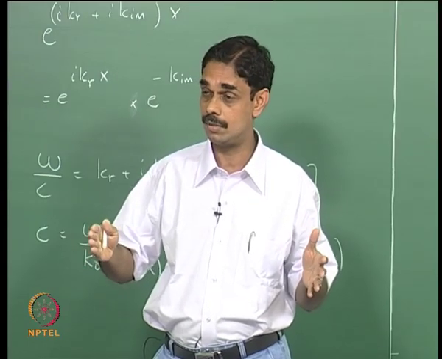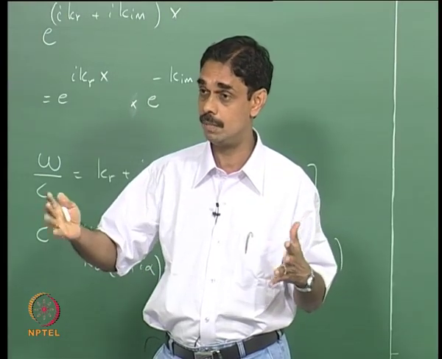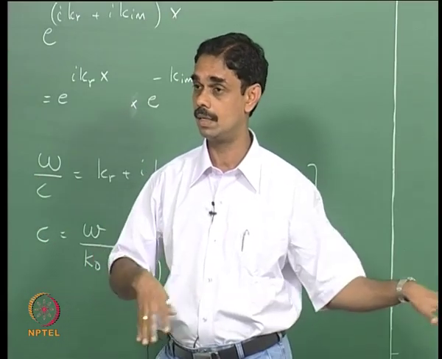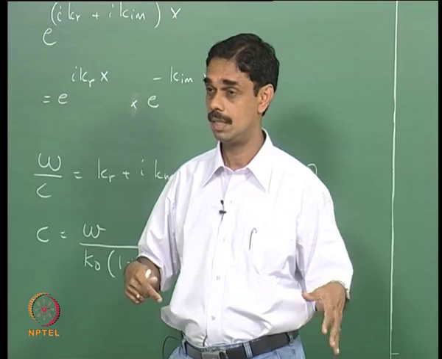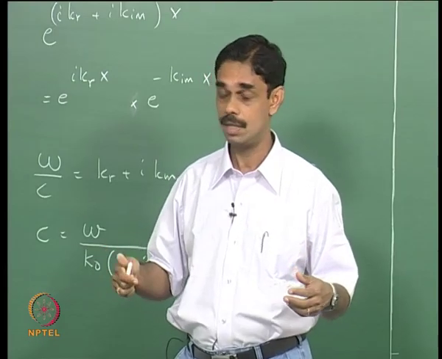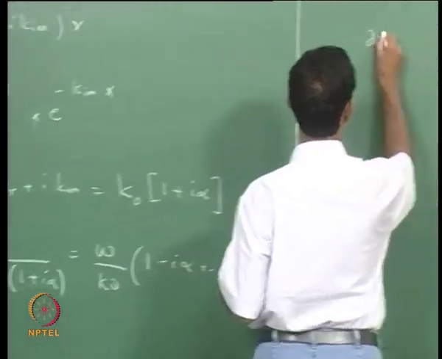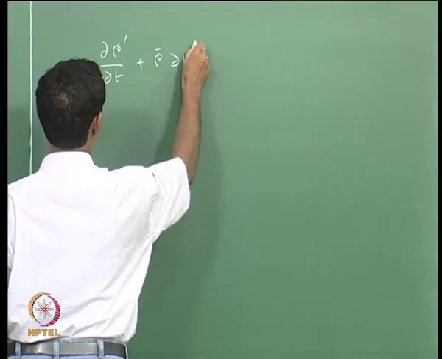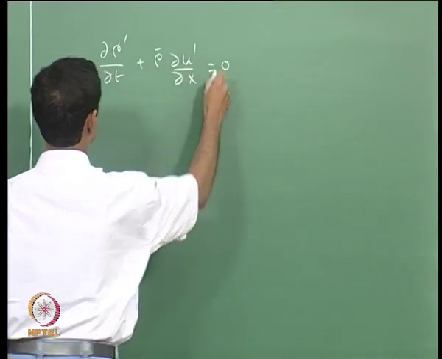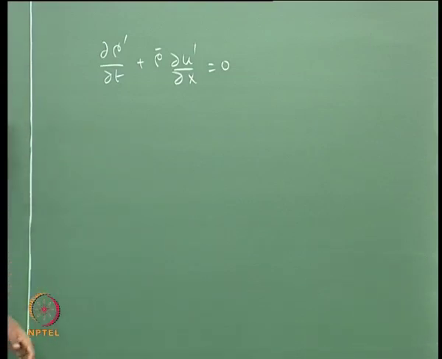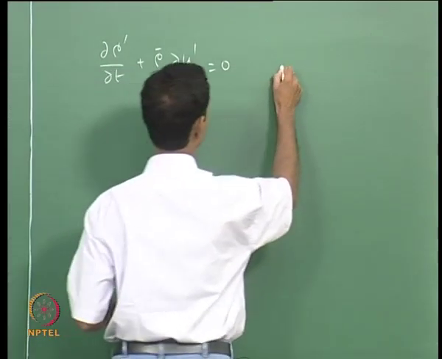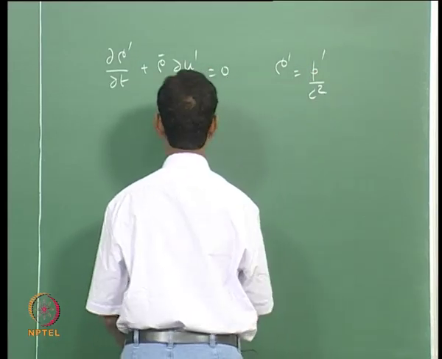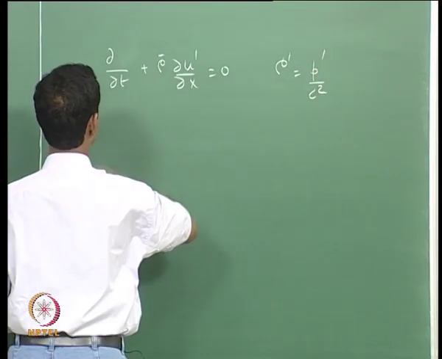And the question is, can you translate the coordinate system and move with the base flow, and then you should have the regular wave equation. We should be able to translate back and get the equation with the u bar and so on. So what one would do is dou rho prime by dou t plus rho bar dou u prime by dou x equals 0. So this is the continuity equation, and I will replace rho prime equal to p prime over c square.